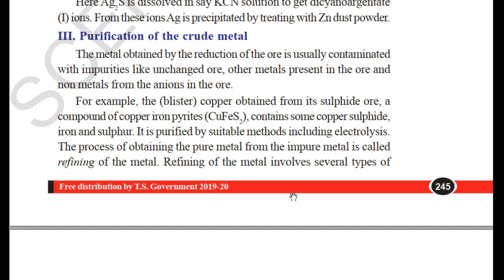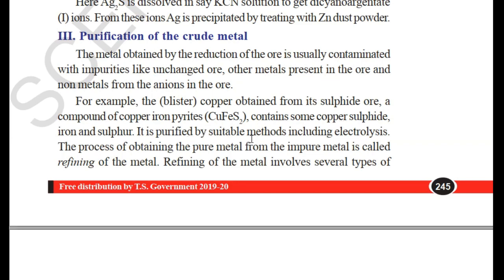Next, now we have the third stage, purification of metals. So the metals obtained from the reduction, which is in the form of ore or in the molten state, for example the blister copper sulfide which is extracted from the sulfide ores, compounds like iron sulfide which are extracted from the copper sulfide or iron.